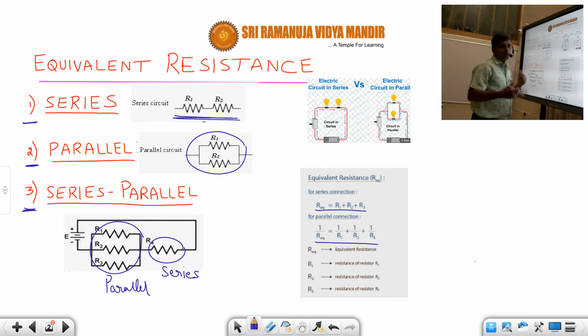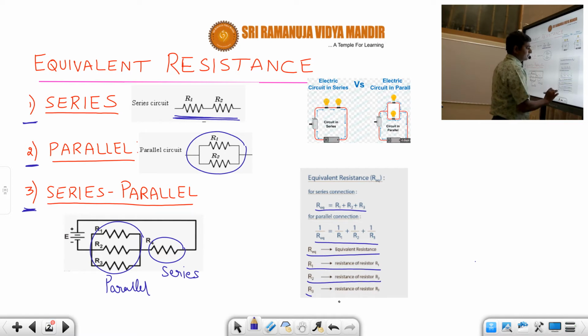Most of the students must know this one, because in your lower classes you must have been solving problems using this formula. In this, R equivalent means the equivalent resistance, R1 means the resistance of the resistor R1, R2 means the resistance of resistor R2, R3 means the resistance of the resistor R3.